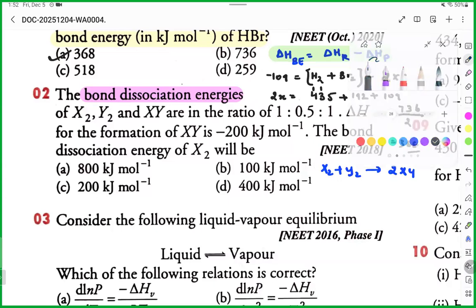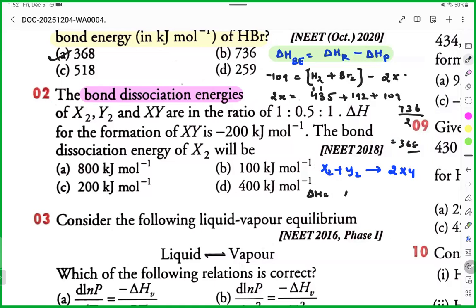And for bond dissociation energy, the total energy is the energy of the reactants minus the energy of the products. If the energy of X2 is 1, let's take it as X. This will be X by 2, and this will be X. Correct? So what is the delta H value? Minus 200 is equal to the reactant value. You have two reactants, X2 plus Y2, minus the product. What is the product? 2 multiplied by X. Actually it is XY, 2X, because it is double the amount of X.